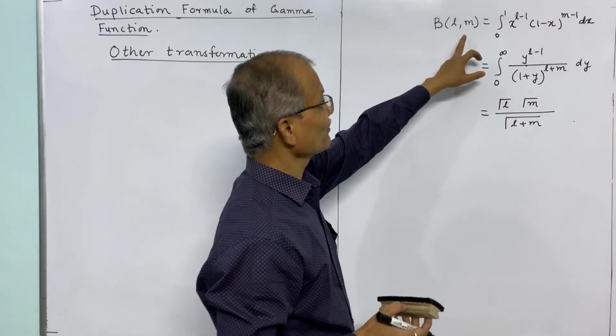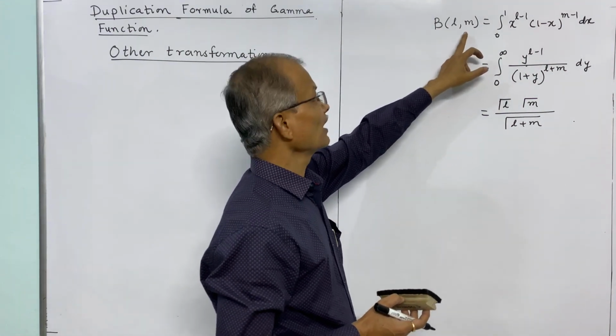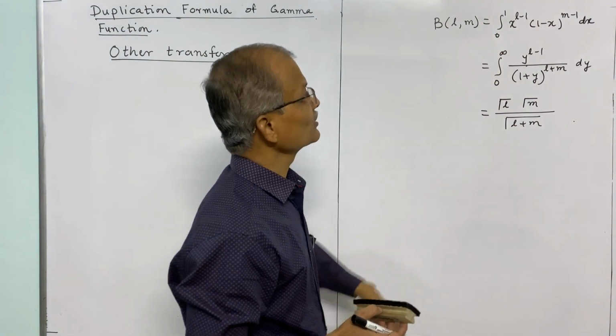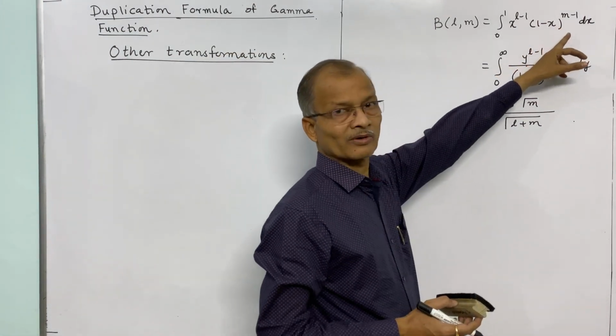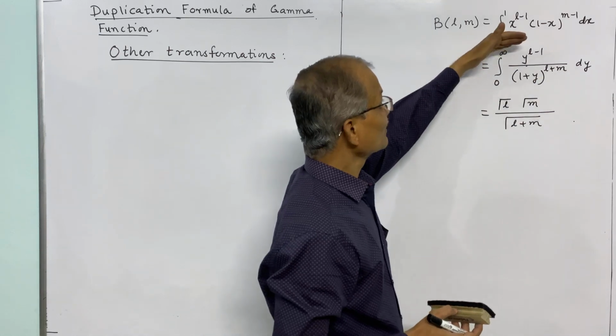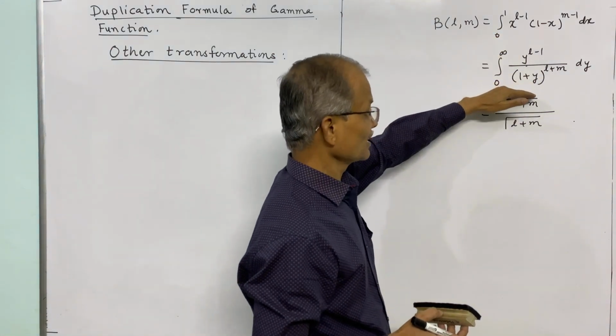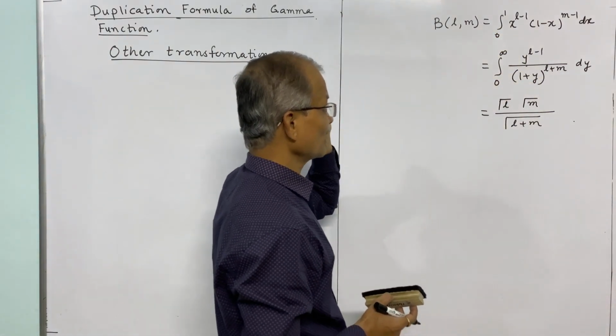This is the definition of the beta function. Beta of L and M is equal to the integral from 0 to 1 of x to the power L minus 1 into 1 minus x to the power M minus 1 into dx. The same beta function can be transformed in this form that we studied last time.